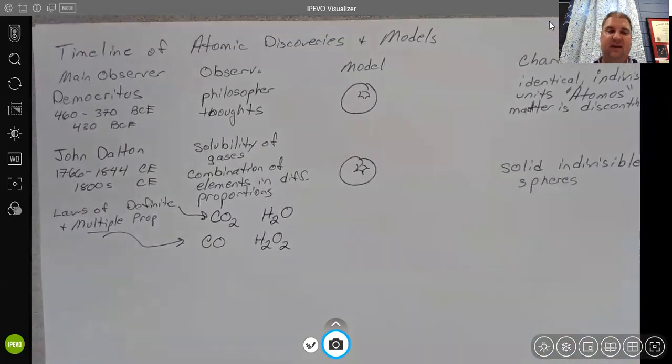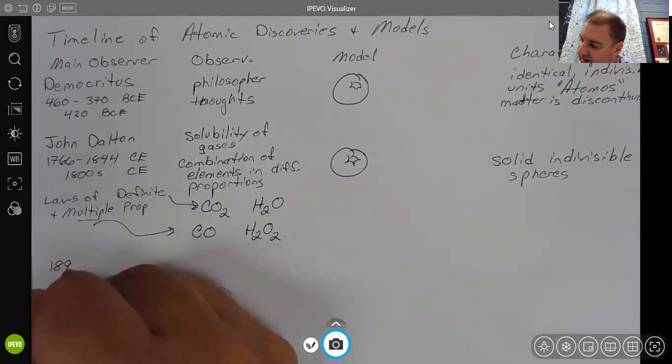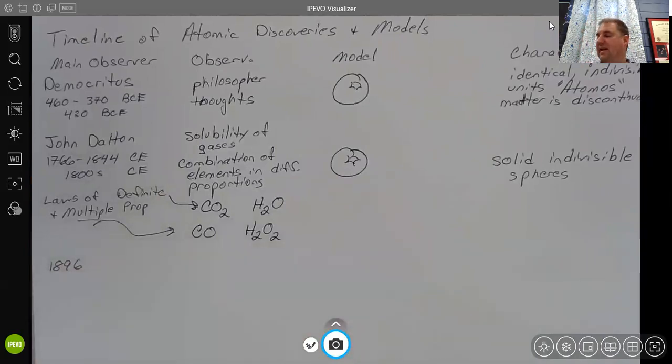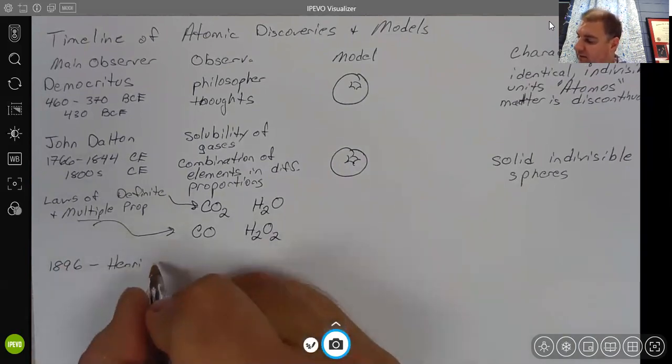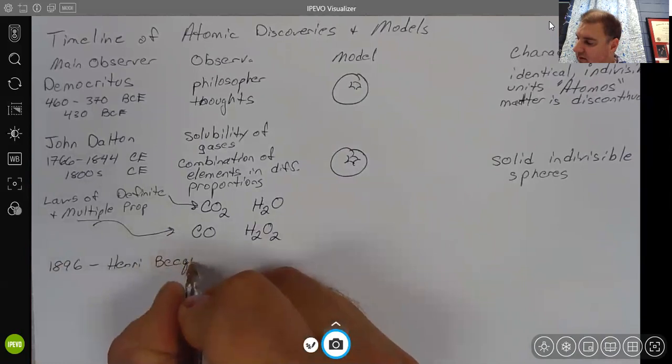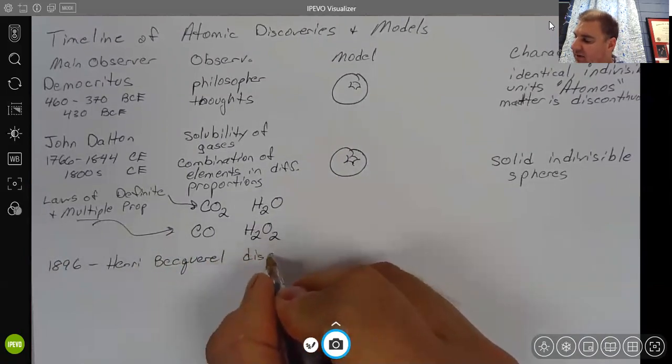Not specifically an atomic model, but more of a discovery. In the late 1800s, in 1896, so I'm going to write this a little bit differently. I'm going to do a date here. I'm not going to give you the birth and death years for these people. But in 1896, Henri Becquerel is credited with the discovery of radioactivity.